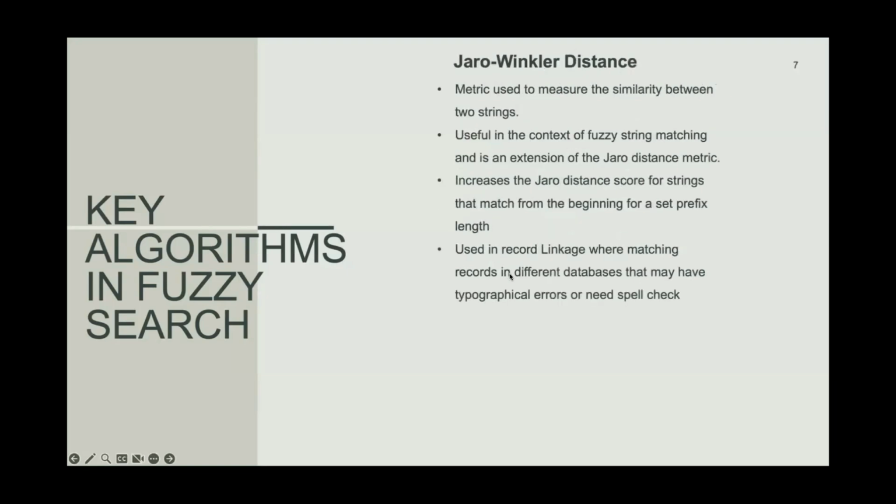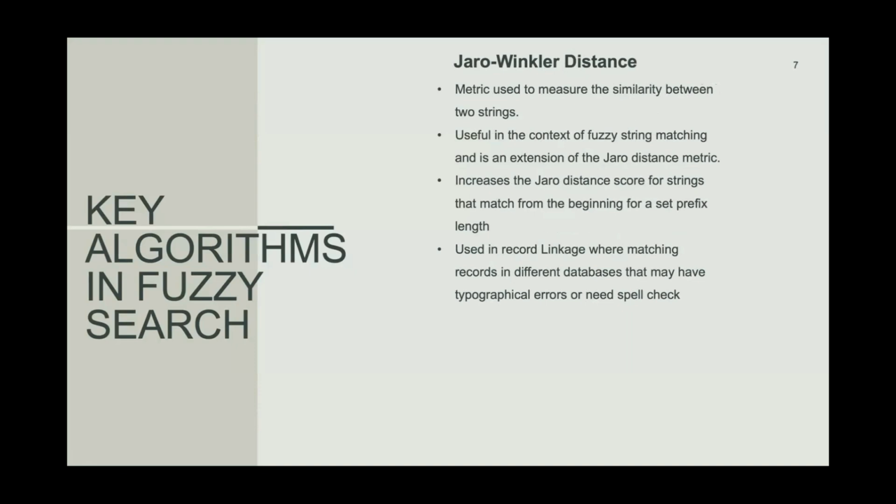Then we have the Jaro-Winkler distance, and this is another important metric to measure the similarity between 2 strings, emphasizing common prefixes. And it's an extension of the Jaro distance metric, a mathematical concept we will not delve into. And it's particularly useful for fuzzy string matching, which handles typographical errors, which are very common.